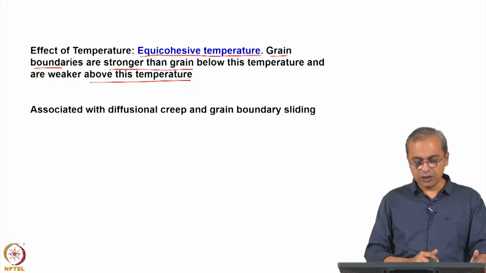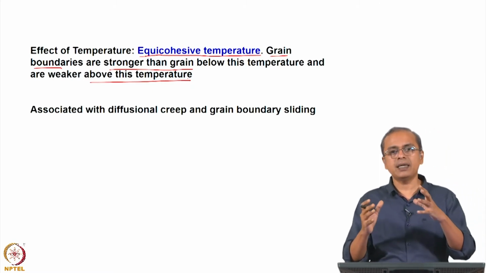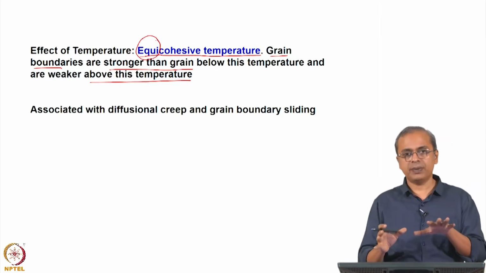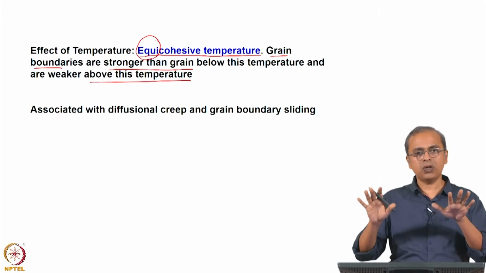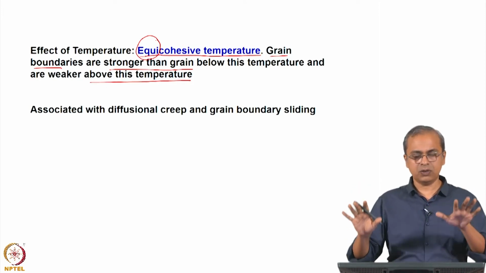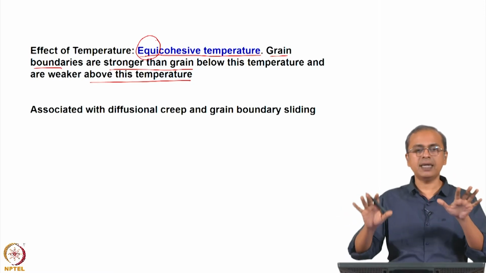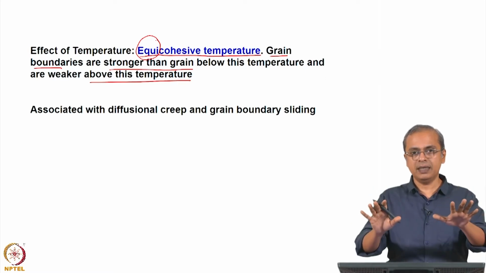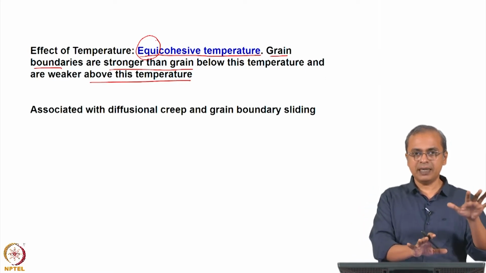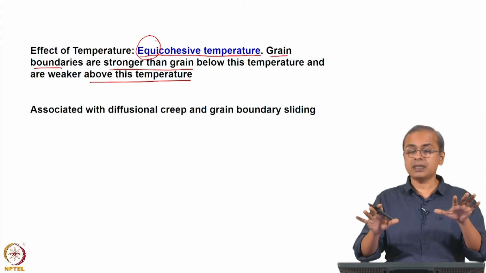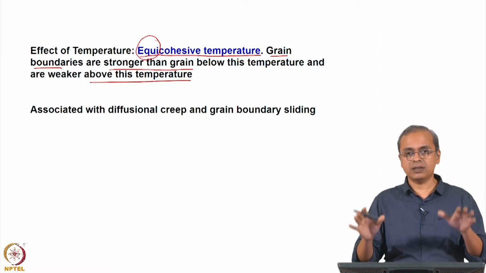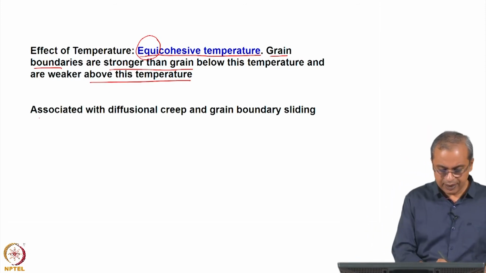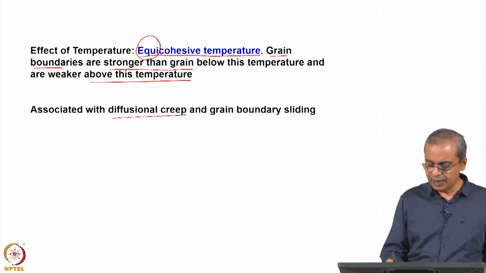Okay. The equi-cohesive temperature is a temperature where, as the term equi means, something is equal. It means that at the equi-cohesive temperature, the grain interior is roughly as strong or as weak as the grain boundary, so both have roughly the same contribution to the strength of the material. If you go below in temperature, the grain boundary becomes relatively stronger than the grain. If you go above in temperature, the grain becomes stronger than the grain boundary, and correspondingly you see a difference in behavior. This was explained by diffusional creep and grain boundary sliding.